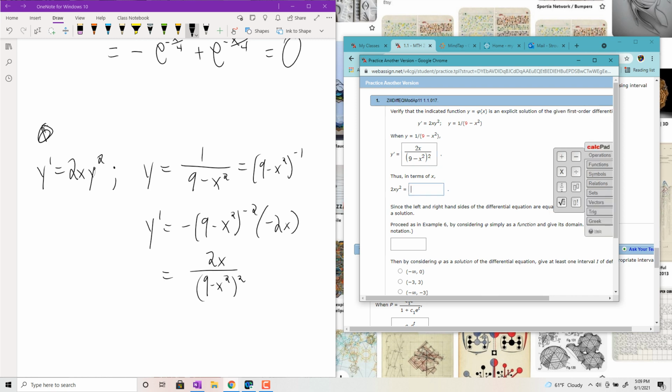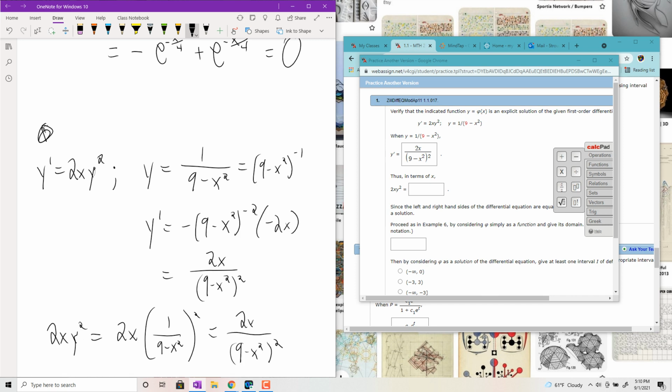Then you're kind of starting on the right side. This time you have 2xy squared, and you use the given information to rewrite it. So you would have 2x times y squared. So what the heck is y squared? Here's y. So 1 all over 9 minus x squared, squared, which equals 2x all over 9 minus x squared, squared, which is the derivative, right?